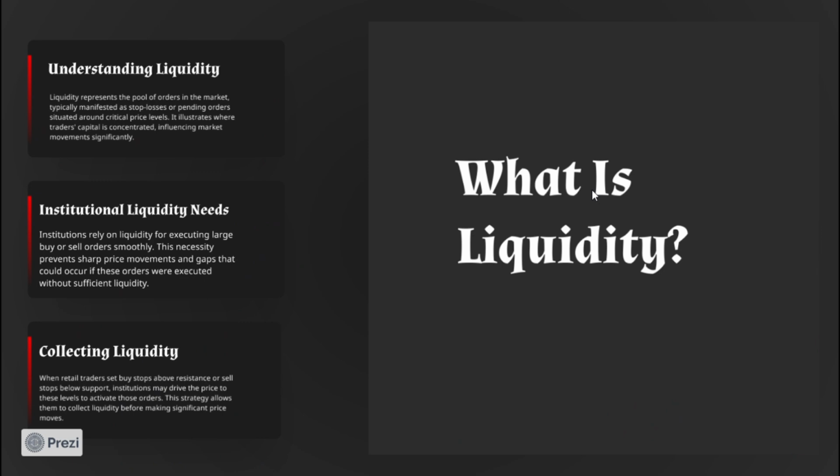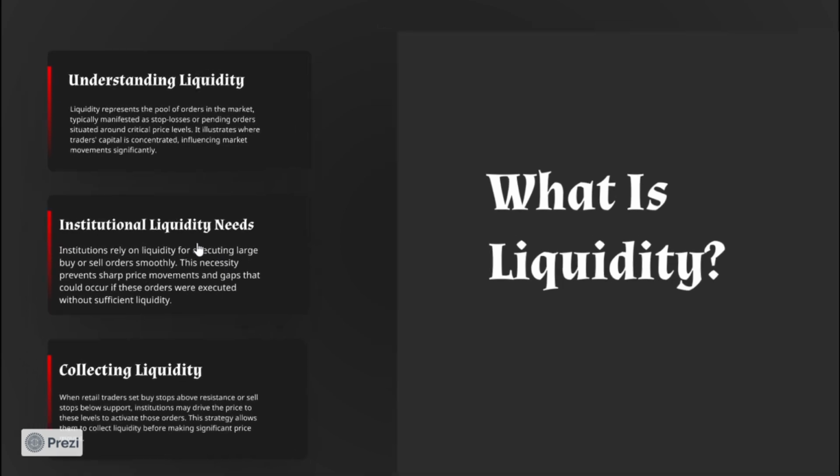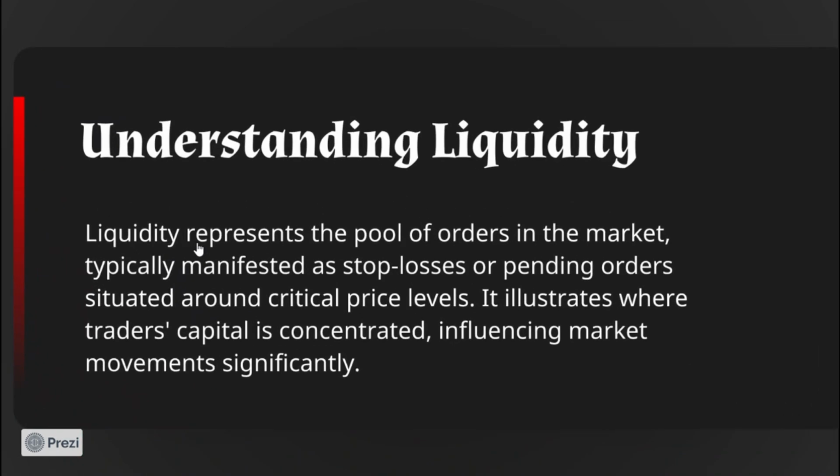So what is liquidity? Let's look at how to understand liquidity, institutional liquidity needs, and collecting liquidity. Collecting liquidity, in other words, is what we call the liquidity sweep or grab or stop hunt. Liquidity refers to the pool of orders in the market, typically manifesting as stop losses or pending orders situated around critical price levels. These critical price levels are the swing highs and swing lows, or major swing points of the market, where the market is yet to break or to sweep liquidity at those points.